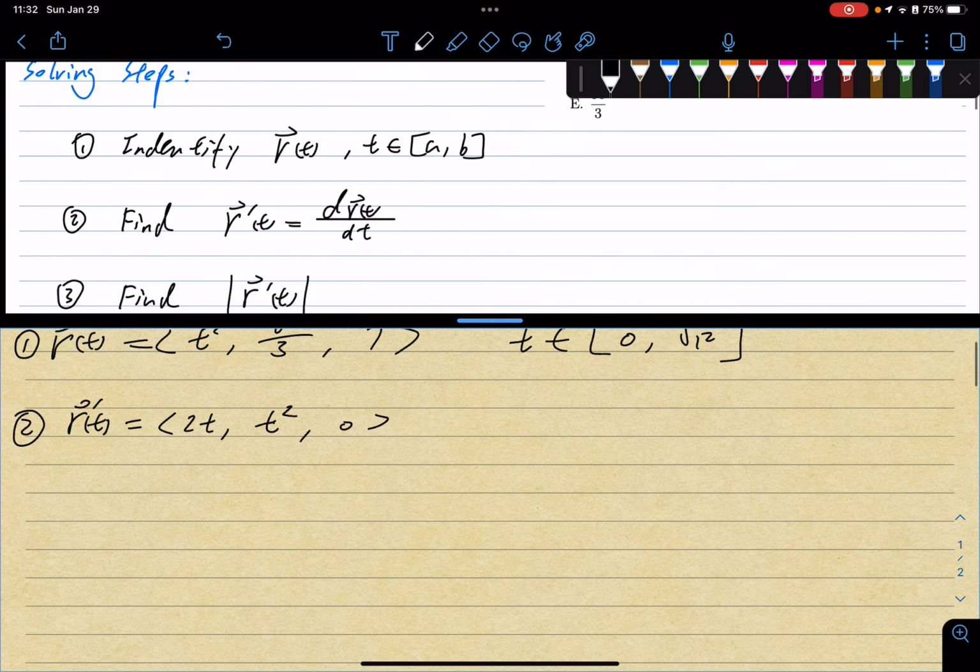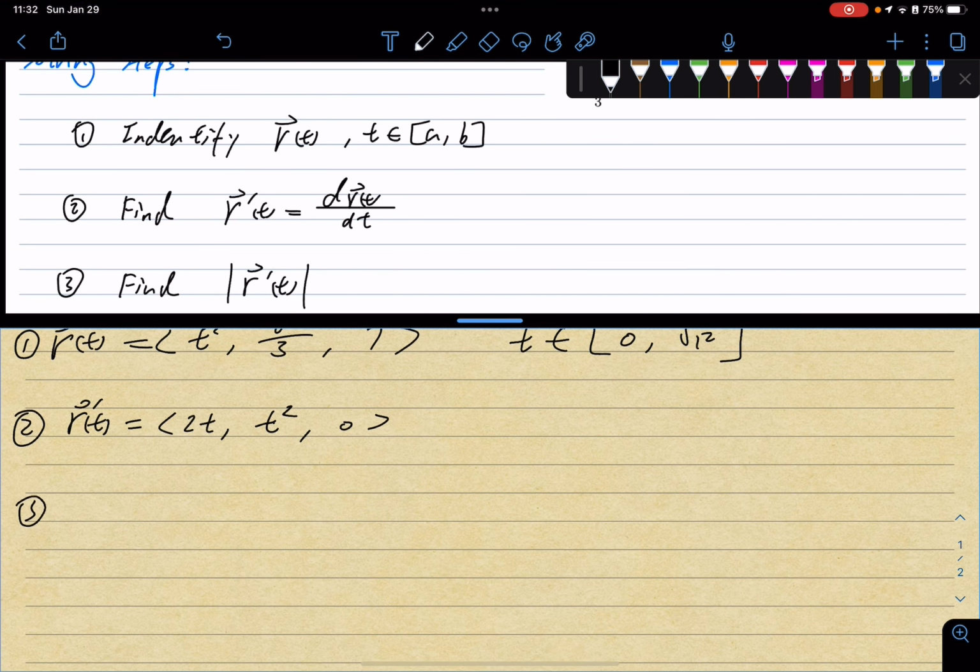And then step 3 is to find the magnitude of r prime of t. The magnitude of r prime of t equals the square root of (2t) squared plus (t squared) squared, which equals the square root of 4t squared plus t to the 4th. Okay?